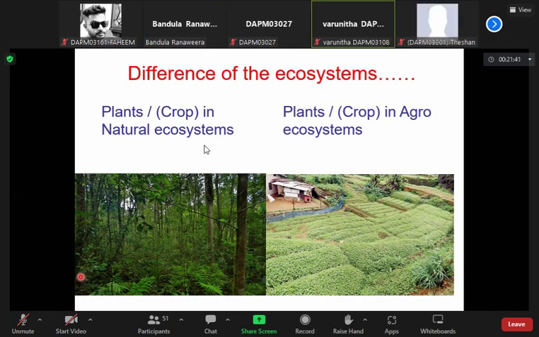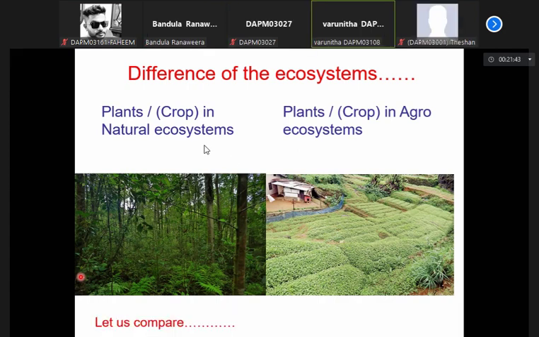Please. In natural ecosystem, for example, lower productivity. In agriculture ecosystem, higher productivity. Okay. Then more species diversity in natural ecosystem. In agriculture ecosystem, less species diversity. Right. Okay. Please go ahead.